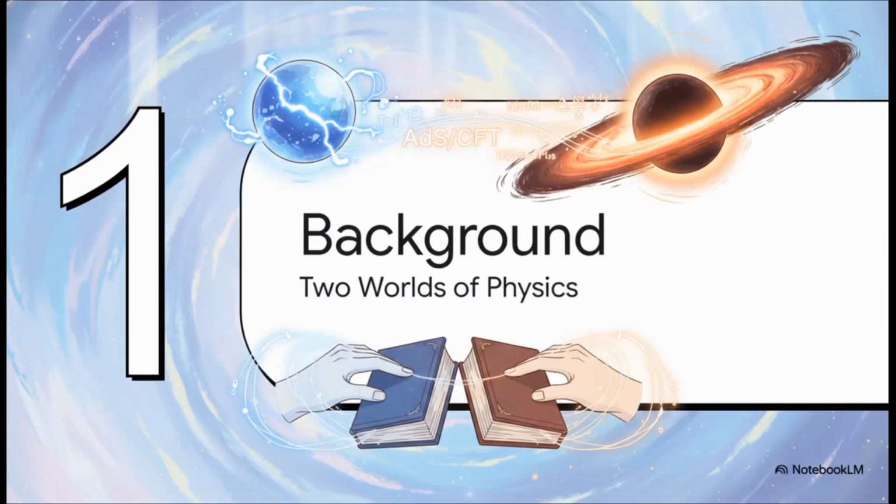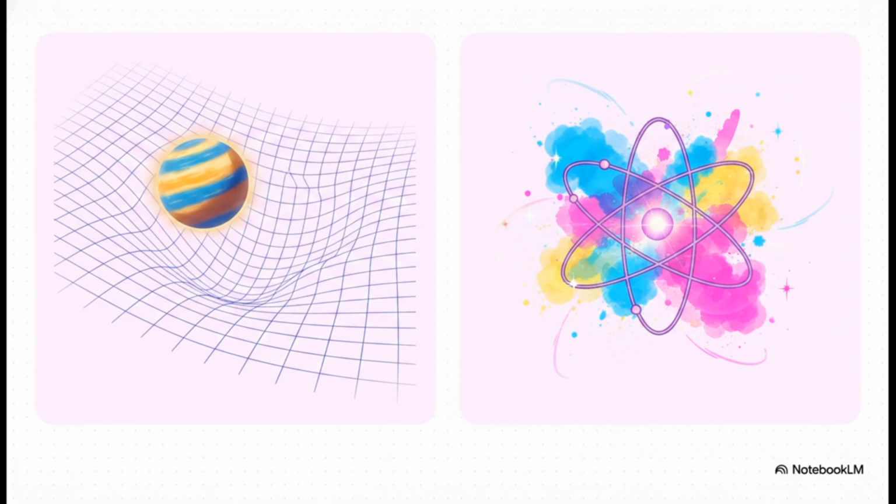Section 1. Background. The two worlds of physics. To really appreciate why this mathematical dictionary is so revolutionary, we have to look back at a historical conflict. It's a tale of two distinct worlds. On the left side of the ring, we have gravity, governed by Albert Einstein's 1915 general theory of relativity. This is a classical physics framework where space-time is this smooth, continuous, deeply predictable geometry.